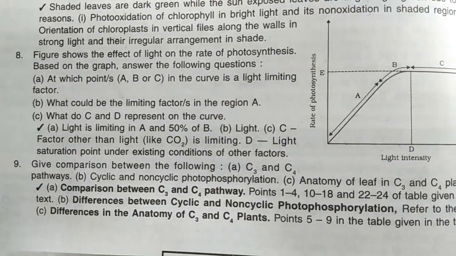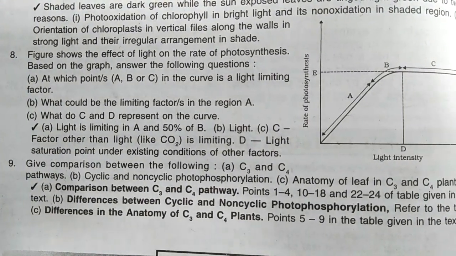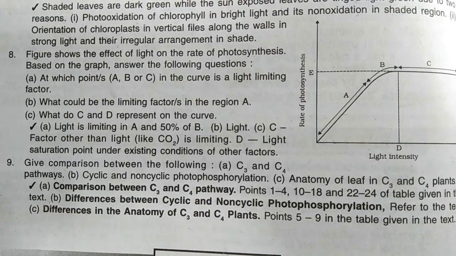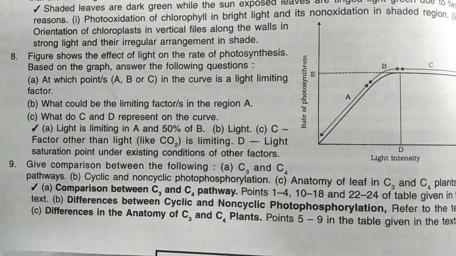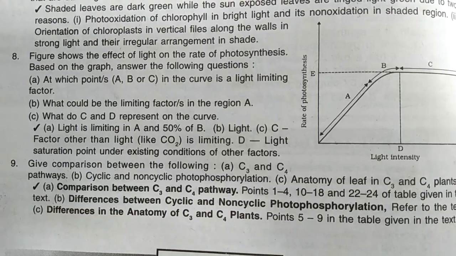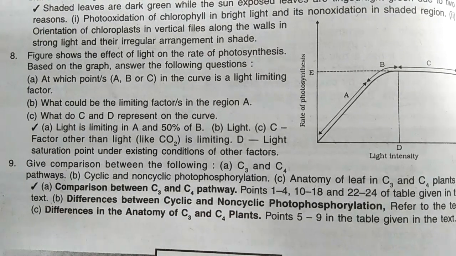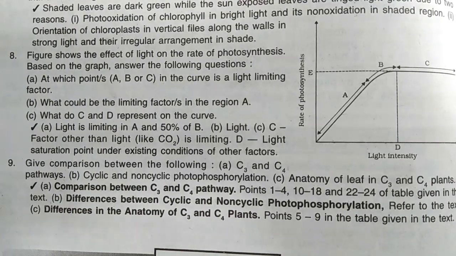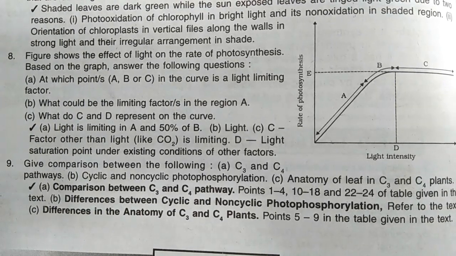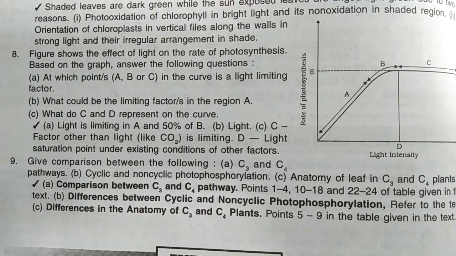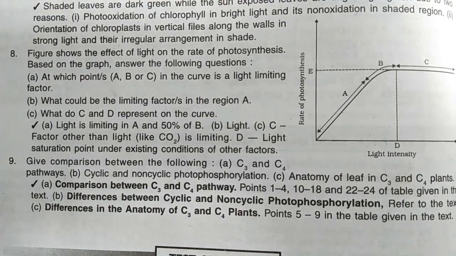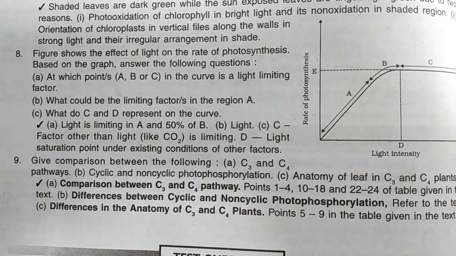The answer is A. Light is limiting in A and B. B. In C, the answer is factors other than light, like CO2, are limiting. D represents the light saturation point under existing conditions of other factors.